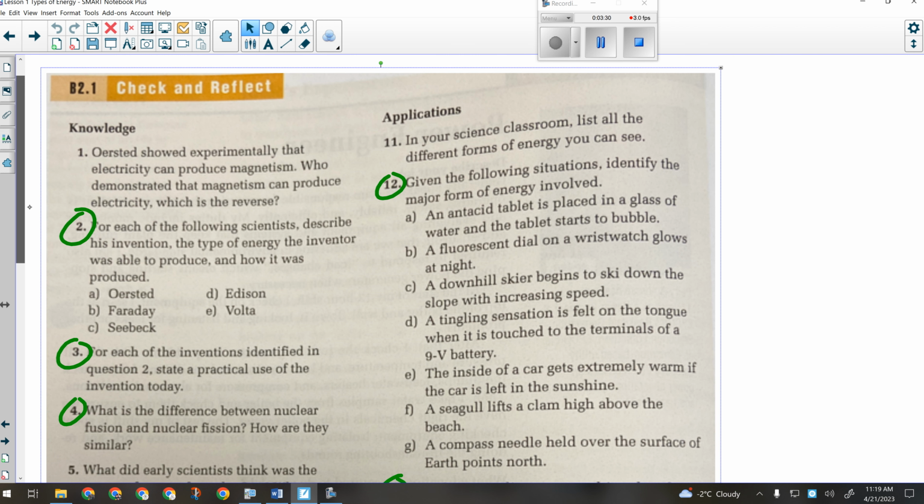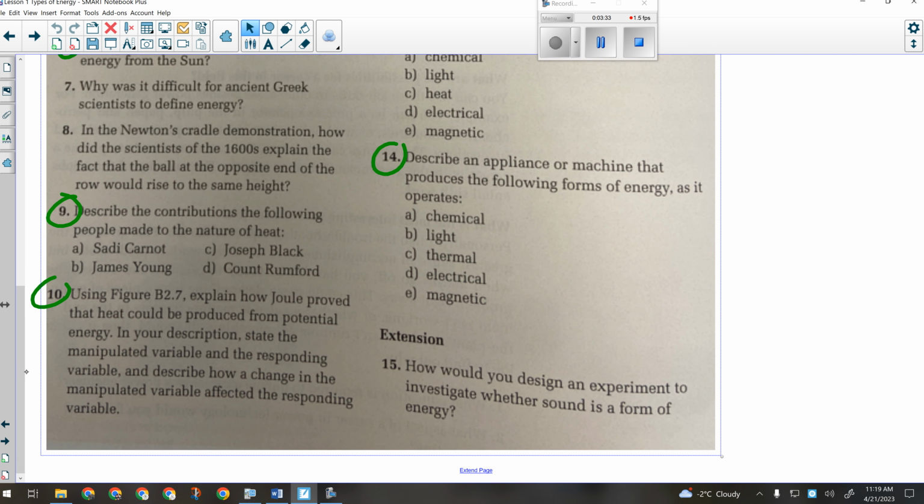Okay, and then we've got, explain how Joule proved that heat could be produced from potential energy. So that was his falling block experiment. He just had to explain that in the falling block, work was done to lift the block, and when the block smashed into the other block, the kinetic energy that came from the potential energy turned into thermal energy, which raised the temperature of the block.